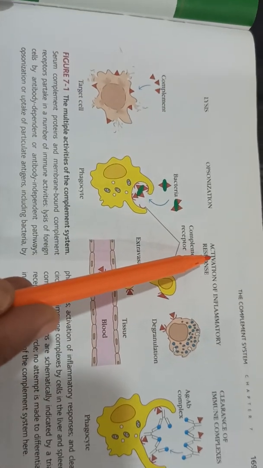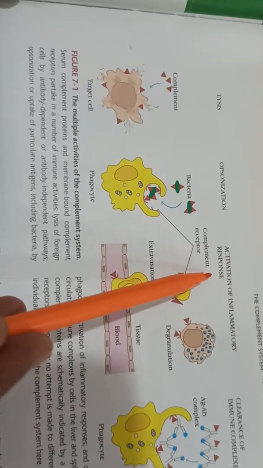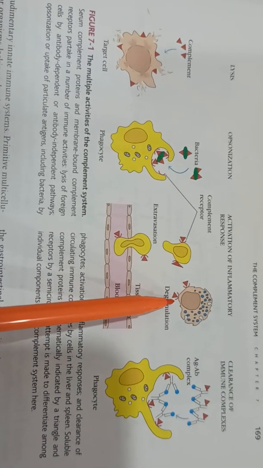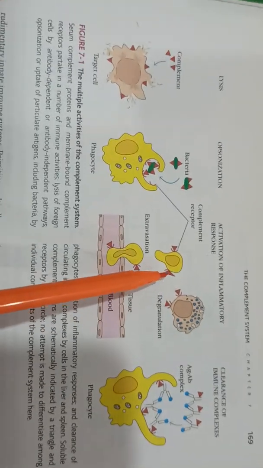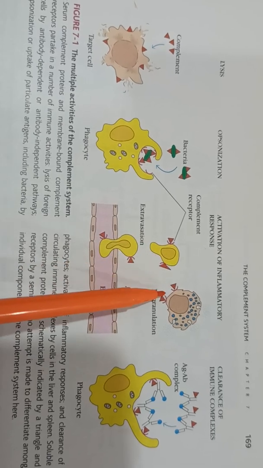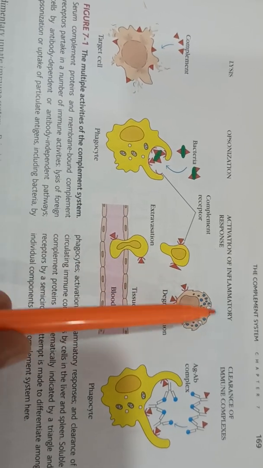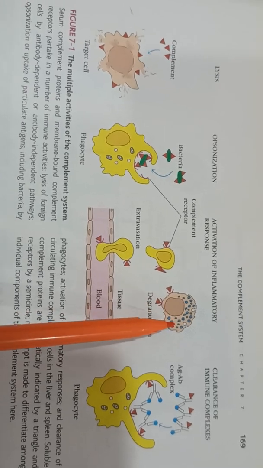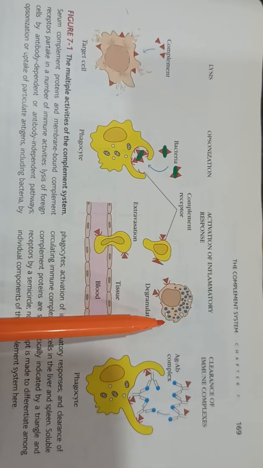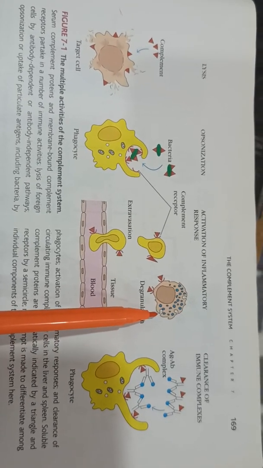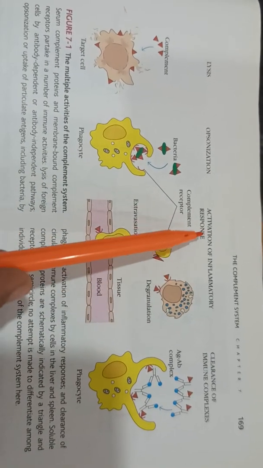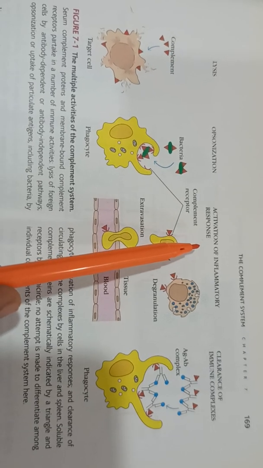The third function is activation of the inflammatory response. So this is a mast cell. On the mast cell there are receptors for complement binding. The complement which has bound to the antigen, or simply the complement, can bind to the mast cell and cause degranulation. We know that the granular contents released by the mast cell are responsible for the inflammatory response. In this way, complement can do its third function, that is, activation of the inflammatory response.